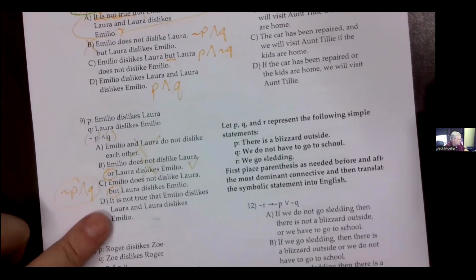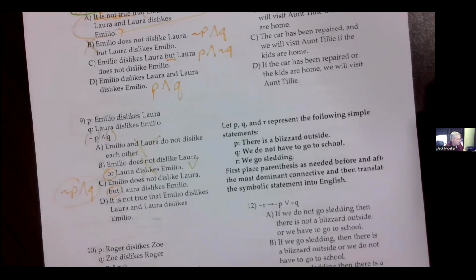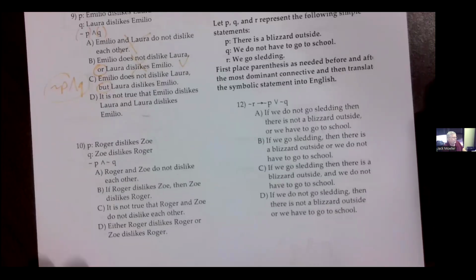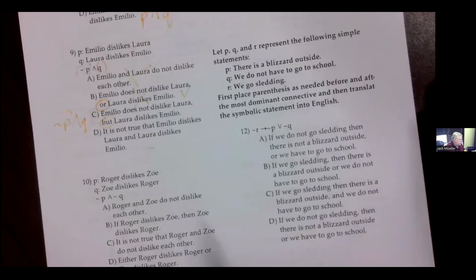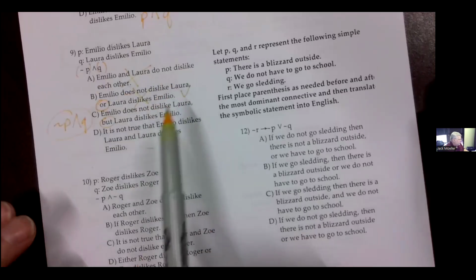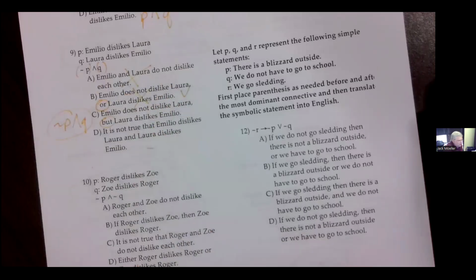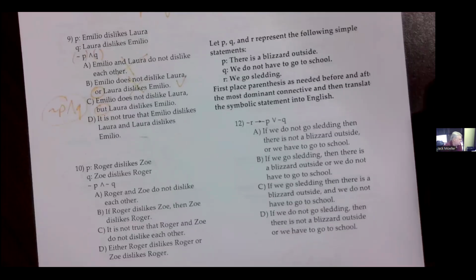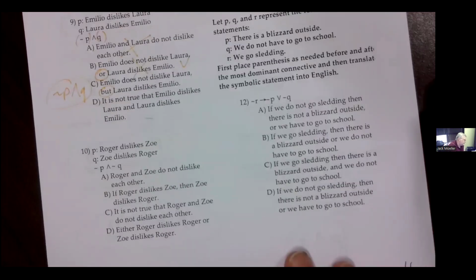And then it is not true. Well, that goes back to what we got on number 8. All right. So again, it doesn't ask you to write the symbols for everyone, but as you're going through that, it's helping you learn to read these. Okay. All right, what about the next one? Roger dislikes Zoe. Zoe dislikes Roger.